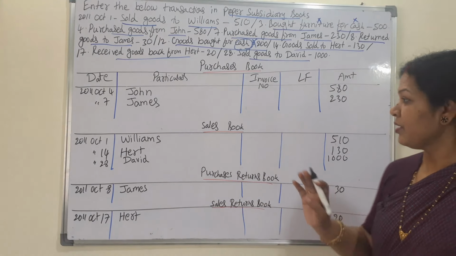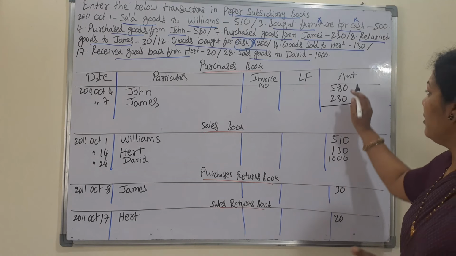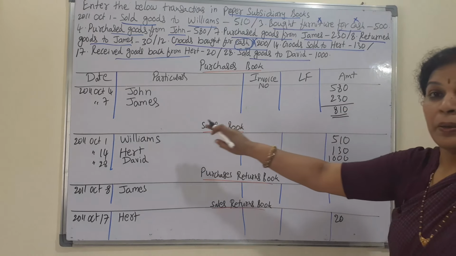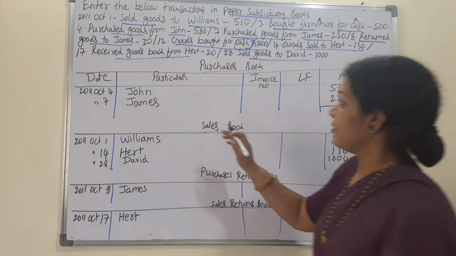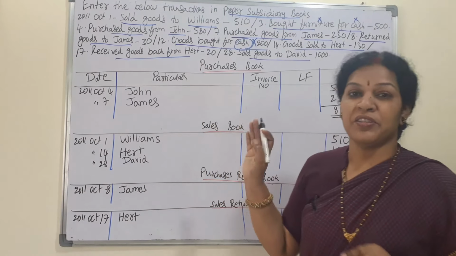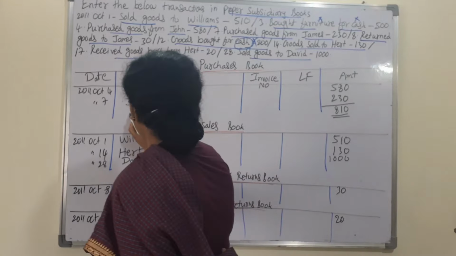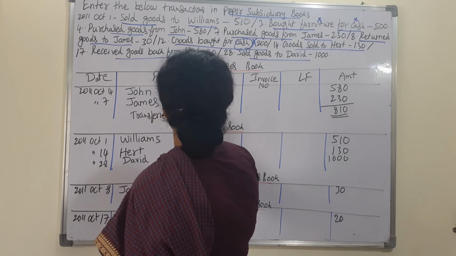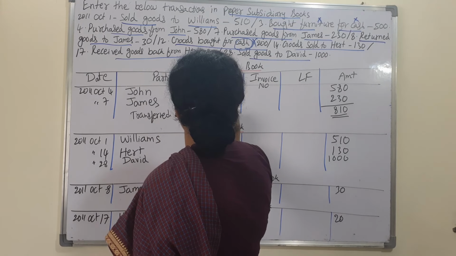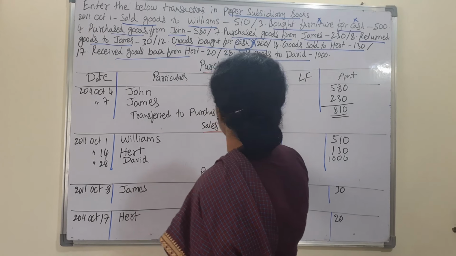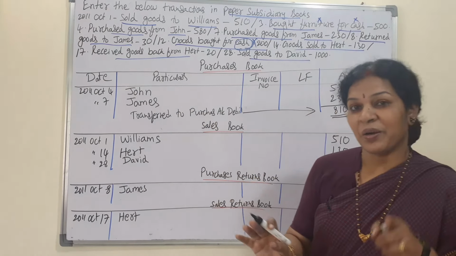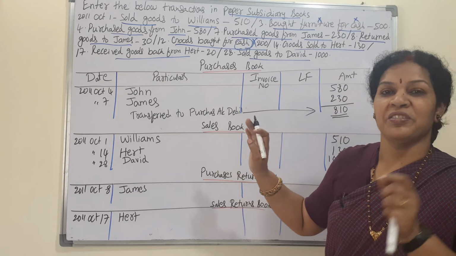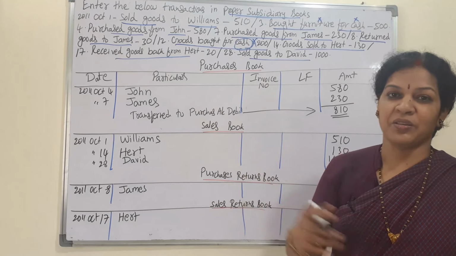Now closing. Closing will be same like previous problem. We'll total up first. 810, this is transferred to purchase account. From purchase book to purchase account will be transferring. Transferred to purchases account, debit. Why debit? All the purchases debit side. So we are transferring purchases account debit side, from here to purchase account directly.